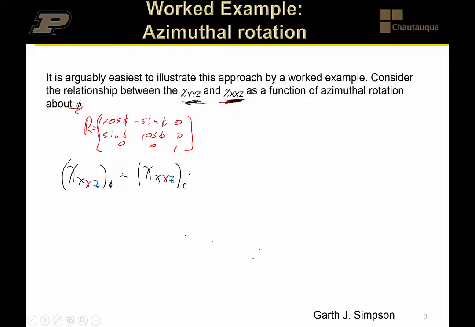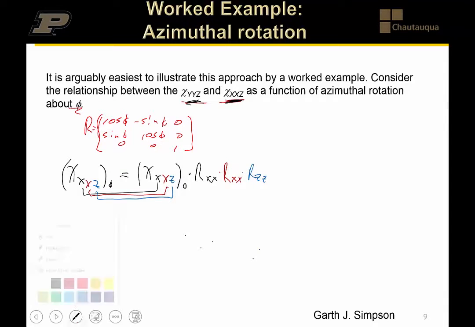And we'll get that by considering first the rotation matrix that connects these two, so that'll be Rxx. And then the next one will be the rotation matrix that connects these two, which will be Rxx again in this case. And then finally, the rotation matrix that connects these two. All right, and then we're also going to have an additional contribution from χyyz.